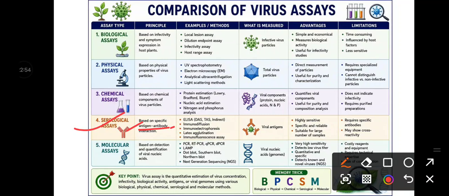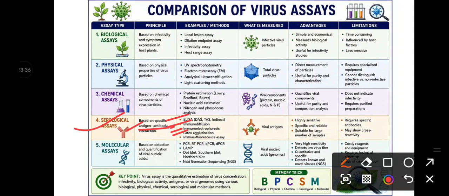So by the result we will detect whether the virus is there or not, and also the quantity as well. Various methods included in the serological assay are ELISA, immunodiffusion, immunoelectrophoresis, latex agglutination, and immunofluorescence assay. We will deal with each and every assay in detail. What is ELISA, types of ELISA: direct ELISA, indirect ELISA, sandwich ELISA. Then the conventional serological methods and the advanced methods, like the lateral flow assay.